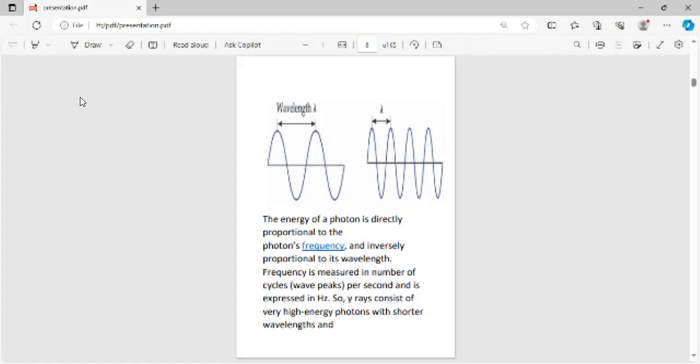The energy of the photon is directly proportional to its frequency and inversely proportional to its wavelength, which means that the photon that is shown in the first diagram has a greater wavelength, so its energy would be less as compared to the second photon.